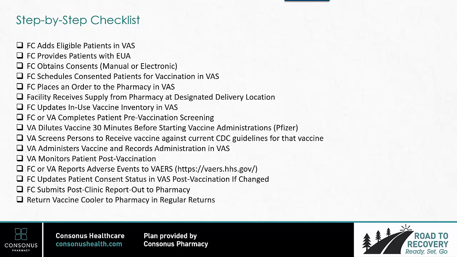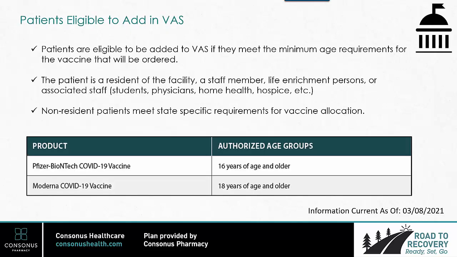Finally, the FC will update the patient consent status in VAS post-vaccination if changed. So, for example, if the patient decides that they do not want to receive their booster dose, you would want to make sure to go in and update that in VAS. The FC will then submit a post-clinic report out to the pharmacy. This will let the pharmacy know if any of the allergy reaction medications were used during the vaccinations, and then we will replenish that. And after all have been vaccinated, the facility will return the vaccine cooler to the pharmacy with their regular return.